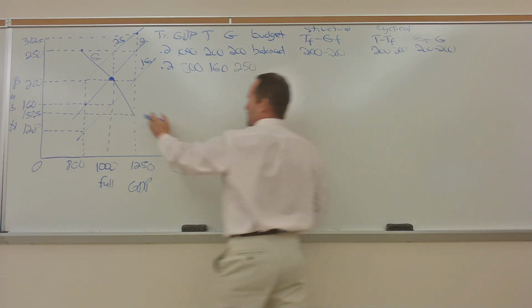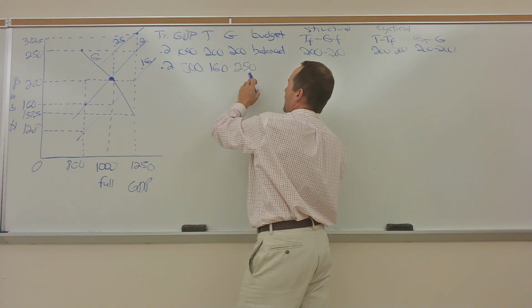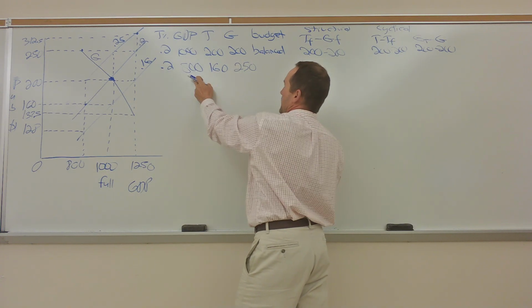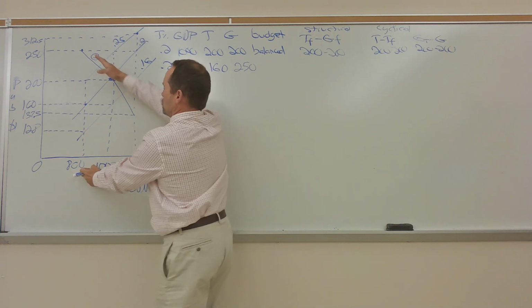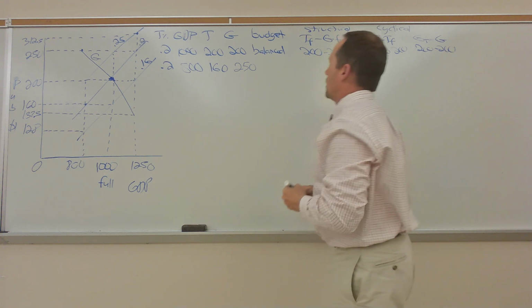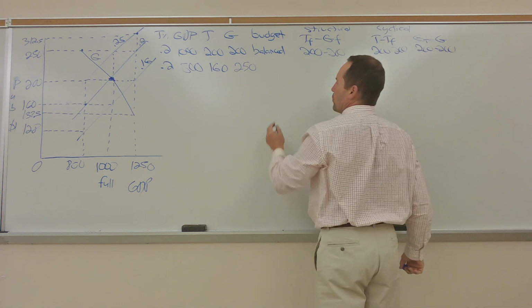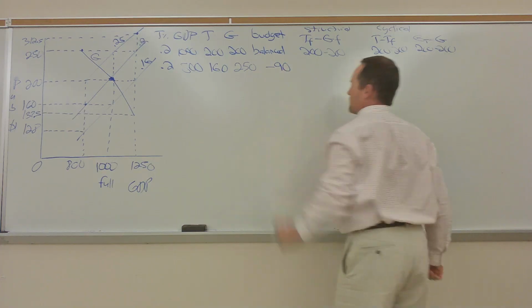Government spending is this negatively sloped line above GDP 800. So here's GDP, GDP 800. That negative slope line implicates 250. So we have a deficit of 90.